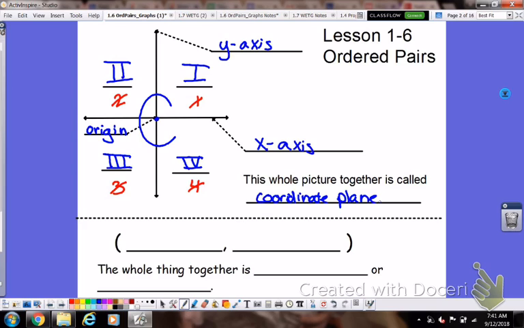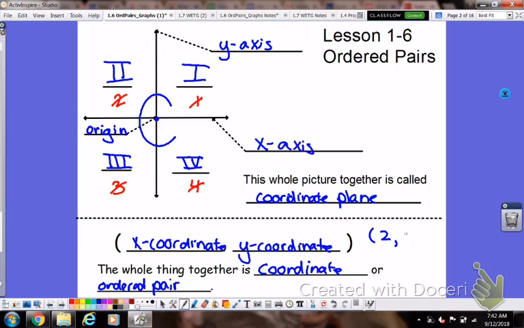Then the points that we would find on our coordinate plane. So if you have number, comma, number in parentheses, the first number is your x coordinate, and the second number is your y coordinate. This together is called a coordinate or ordered pair. An example of this, just to see, would be something like (2, 3), where 2 is your x, 3 is your y.